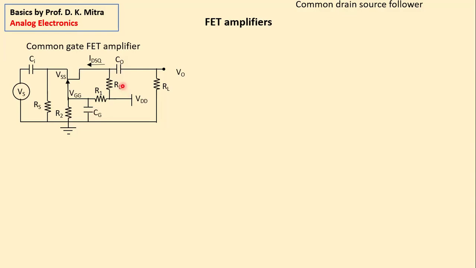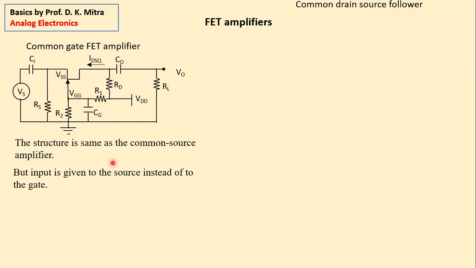So really there is nothing new that I can explain to you about this amplifier. The design procedure, values of the resistances, capacitors all remain same. So the structure is same as a common source amplifier. Fine. But the only difference is input is given to the source. Earlier, input was given to the gate from this side. Now it is given from this side, but the loop remains same, right?